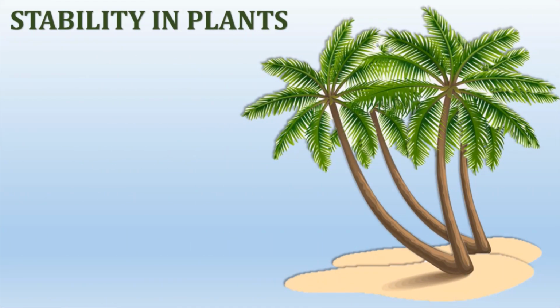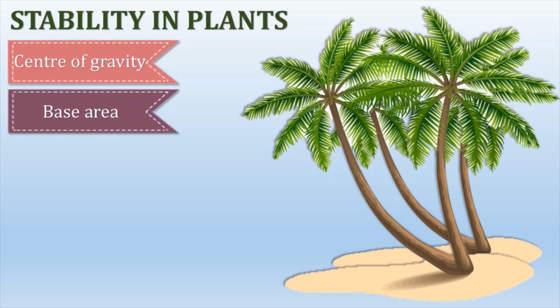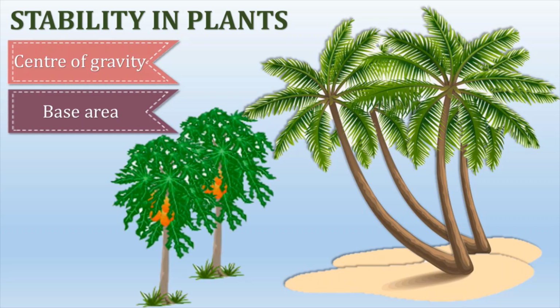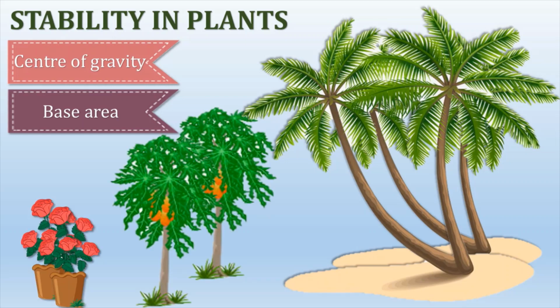The stability of plants is based on their center of gravity and their base area. The higher the center of gravity, the less stable the plant. Just look at the coconut trees. They may reach as high as 80 feet when fully grown, compared to papaya trees and roses, which can only grow up to 30 feet and 4 feet tall respectively.